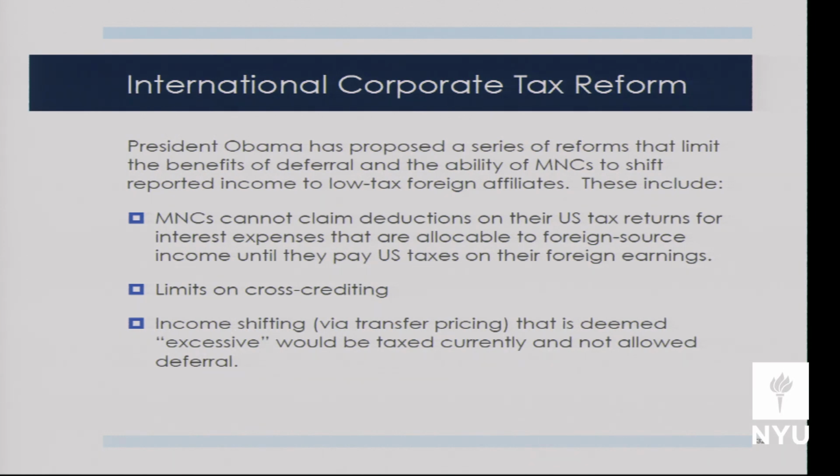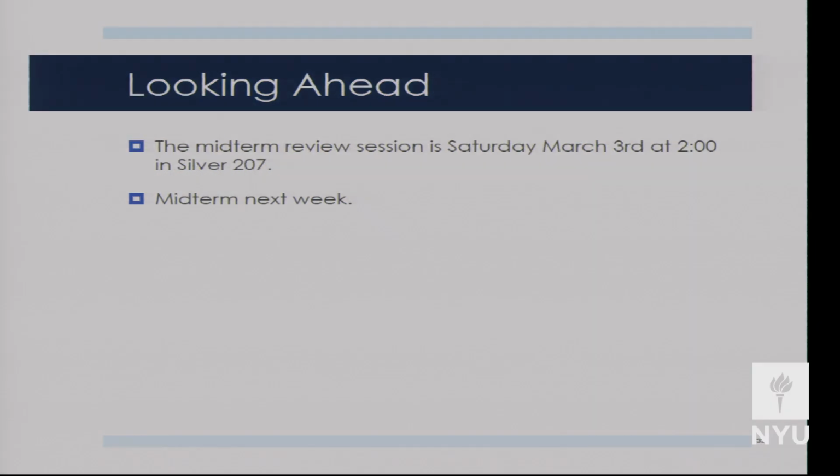There's been some suggestions about limiting cross-crediting, and also just simply a limit on how much transfer pricing you can do. If a non-transfer-price-adjusted tax liability would suggest that your tax liability was X, but post-transfer pricing your tax liability is Y, and the difference between X and Y is too big, you owe some tax on the difference between X and Y. That's the idea. These are all proposals. We'll see when they become law, or if they can become law.